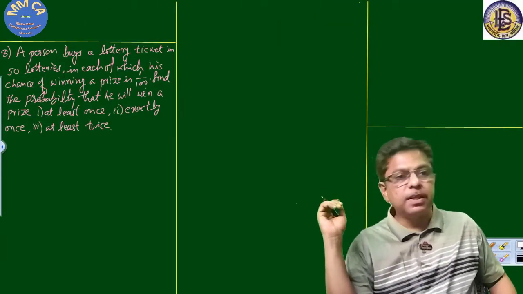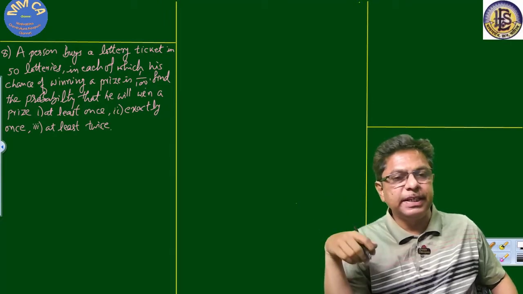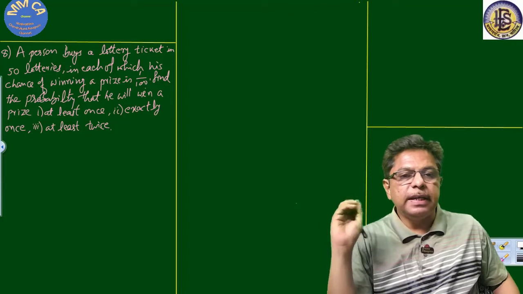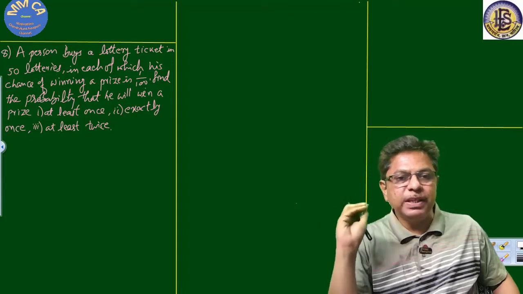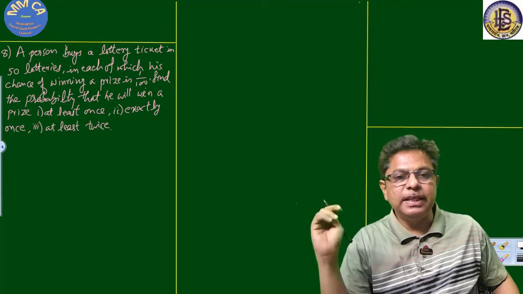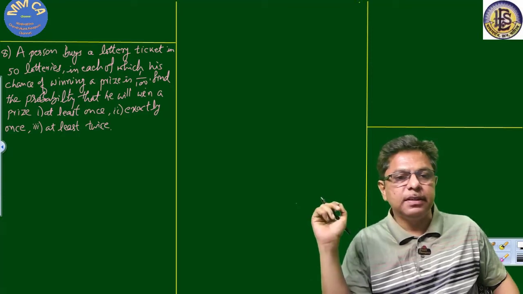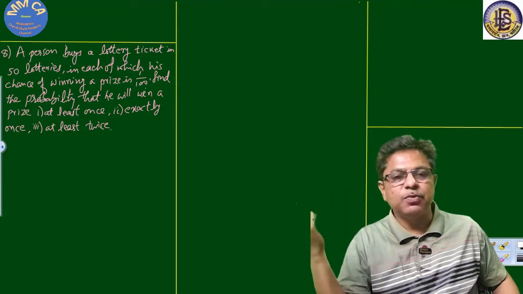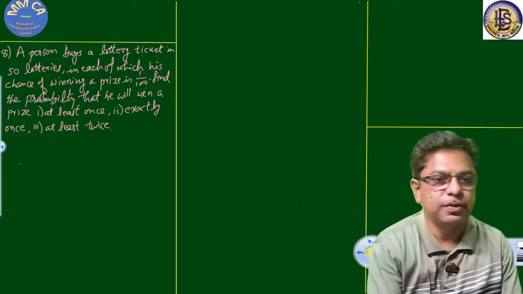The question is, a person buys a lottery ticket in 50 different lotteries, in each of which his chance of winning a prize is 1 by 100. Find the probability that he will win a prize. And there are 3 sub questions: at least once, exactly once, at least twice. So we'll go for the solution.